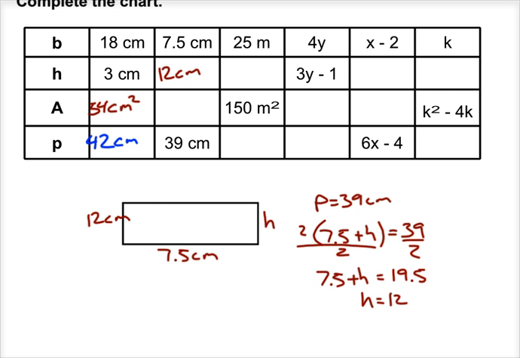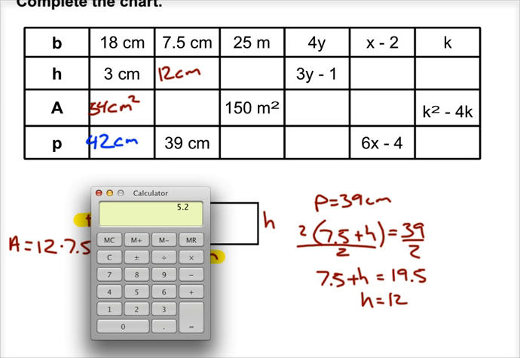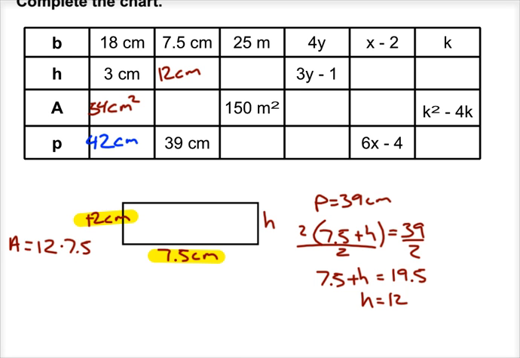Now I need to find the area. Well, I know that the area is just base times height. So at this point, I'm just multiplying my 12 times my 7.5. And let's see what 12 times 7.5 is. And I get 90. And the area is going to be centimeters squared.